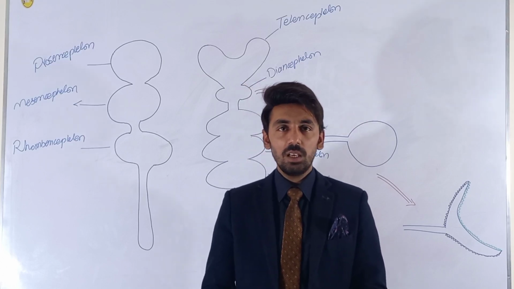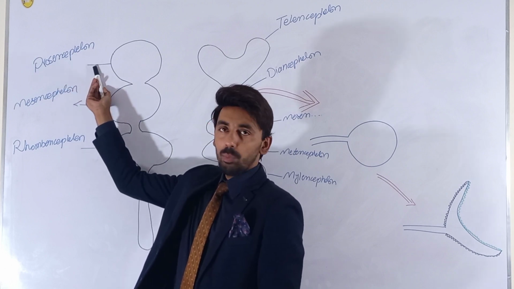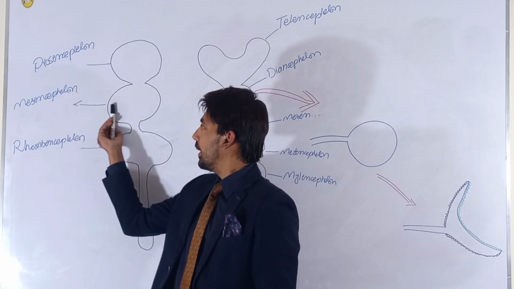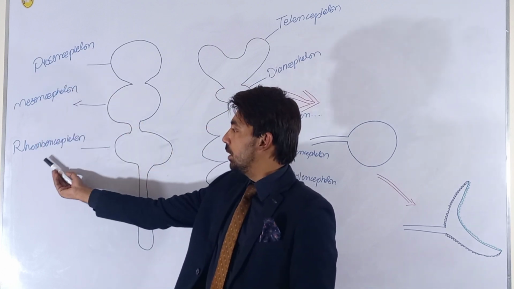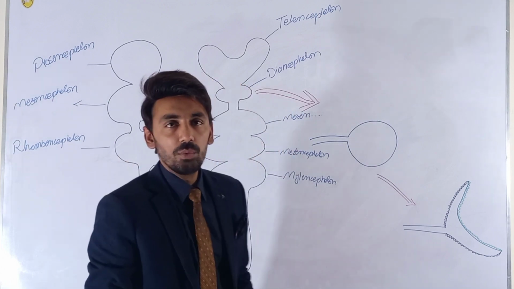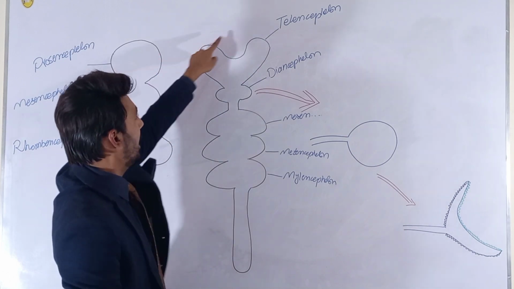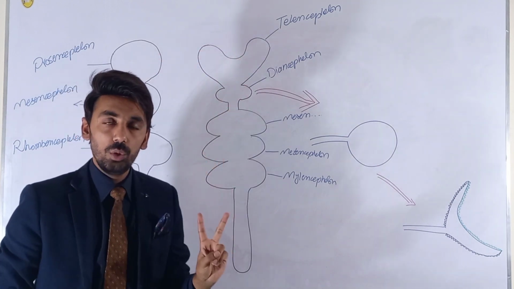Now, as we have discussed in the last lecture, we have prosencephalon. This is called forebrain. This is mesencephalon, and this is called the midbrain. This is rhombencephalon, and this is called the hindbrain. After some time of the gestation period, the prosencephalon invaginates and forms two new structures.